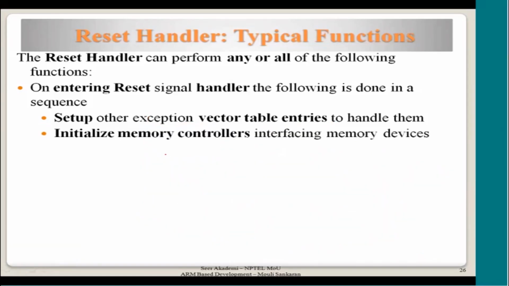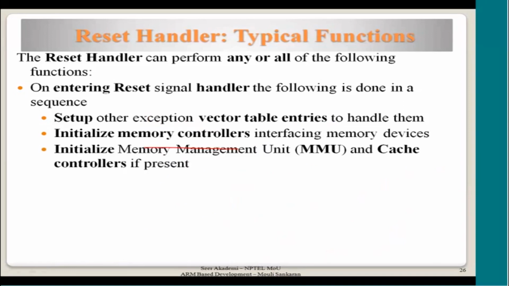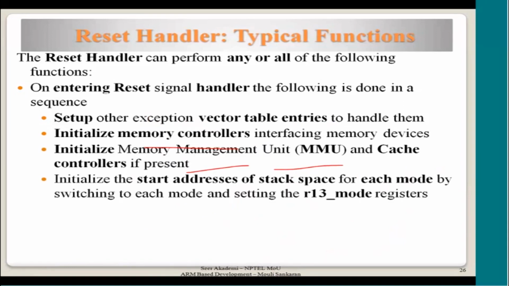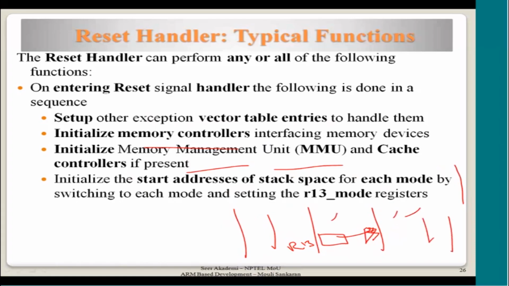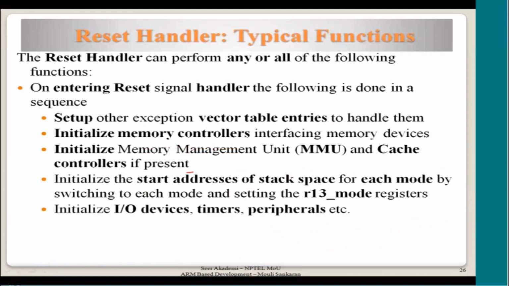So it will initialize the memory controllers, it will initialize the MMU and cache if there is one, and then the reset handler has to set up a stack for each processor mode. Each mode has an R13. I said R13 is the stack pointer. Each mode will have a different stack. I will explain the stack later in more detail when I handle the abort. Right now, assume that the reset handler initializes the R13 of each mode to a valid stack value. That means an address allocated for the stack of the particular mode.